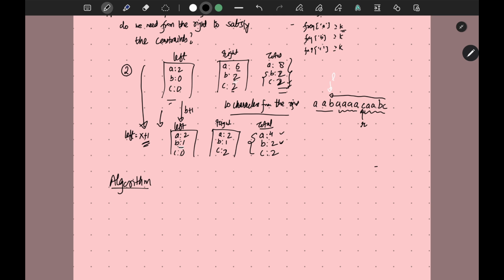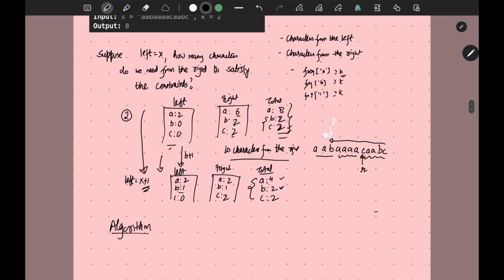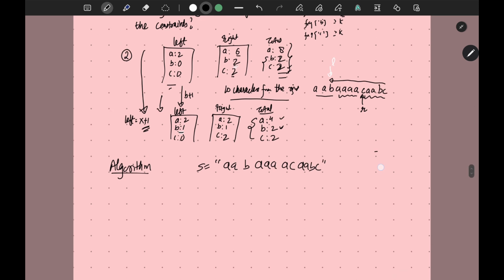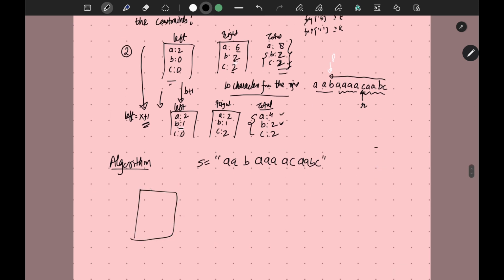Initially, when we are taking 0 characters from the left, we have this string s equals to AABAAAACAABC. So initially we will declare 2 maps, left and right. And we would make 2 more pointers, l equals to 0, and r equals to n-1. So initially what we are finding is, if we take 0 characters from the left, then how many characters do we need to take from the right.